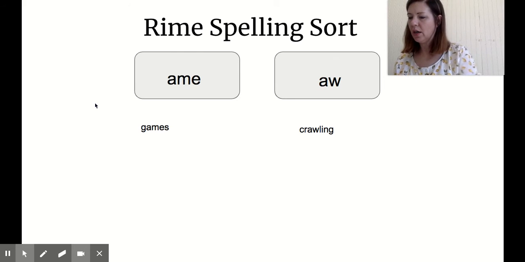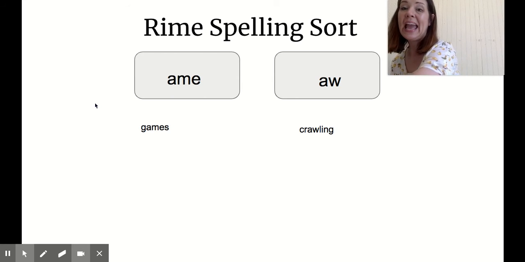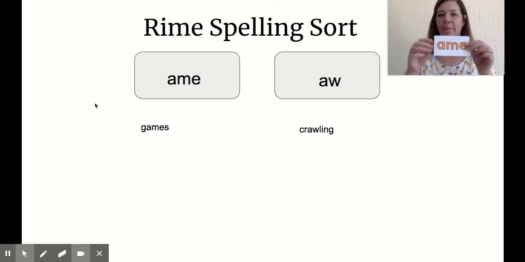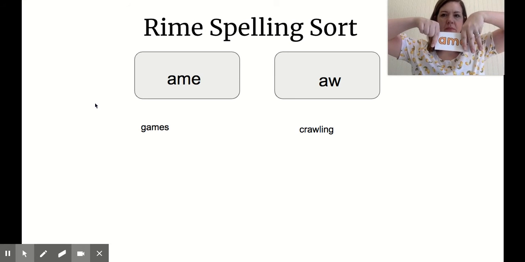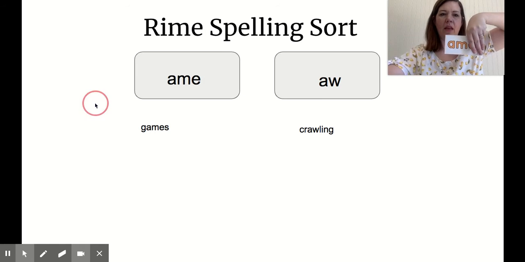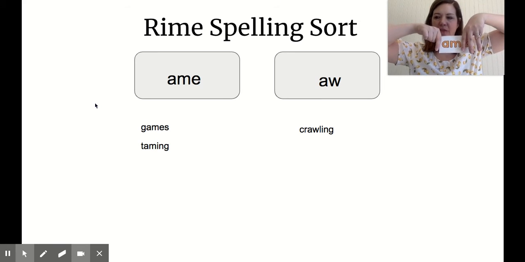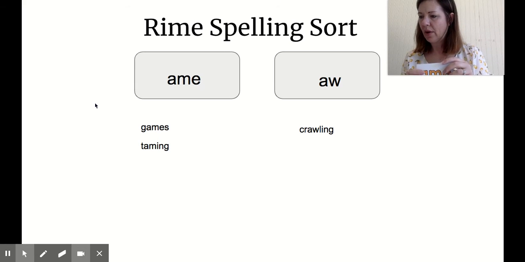Let's write the word taming. They were taming the lion. Let's write taming. So that's the aim part. And check it. So did you get that? You're going to start with the T part, and then you have the aim. And then when you add the ing, you have to drop the E and add ing for taming. Go ahead and check that one.